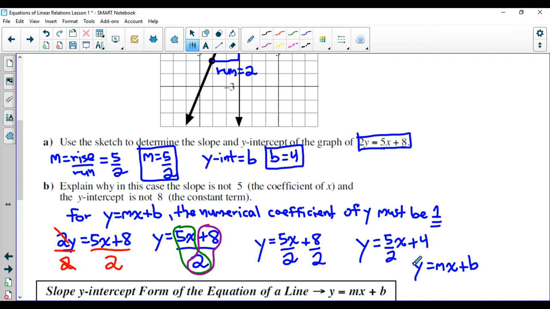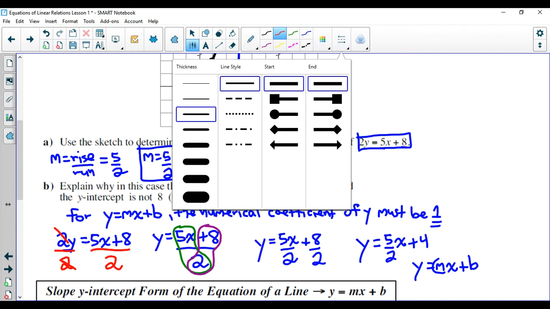Again, you cannot have anything in front of the y. If you have a number in front of the y, you need to get rid of it by dividing both sides of the equation by the number that's in front of that y. Now things actually match up. So if you look here, after I've isolated for y, well, now it's in y equals mx plus b.